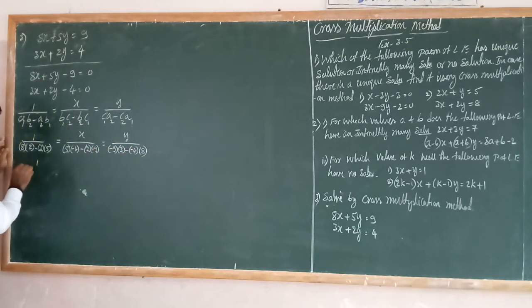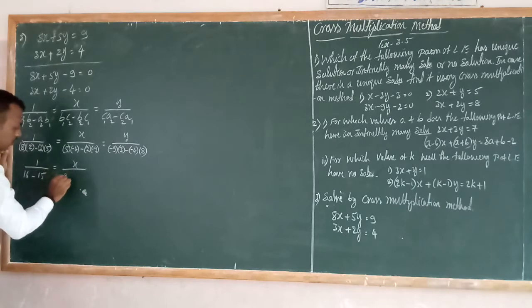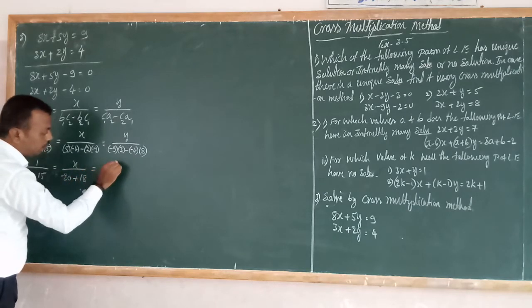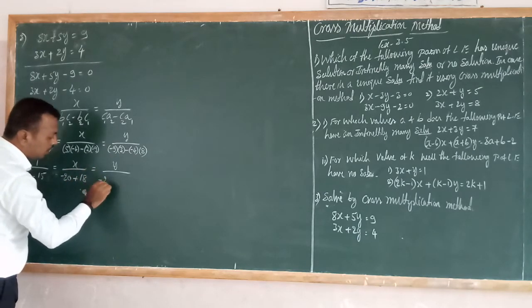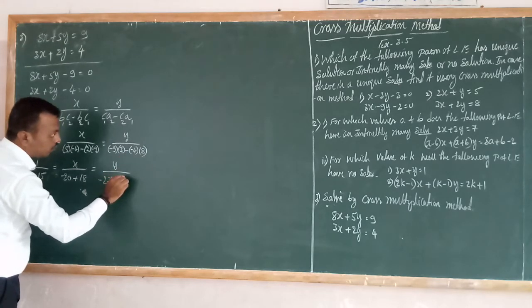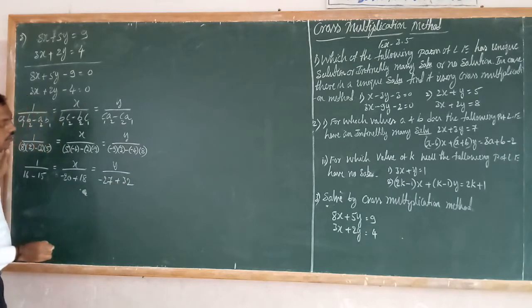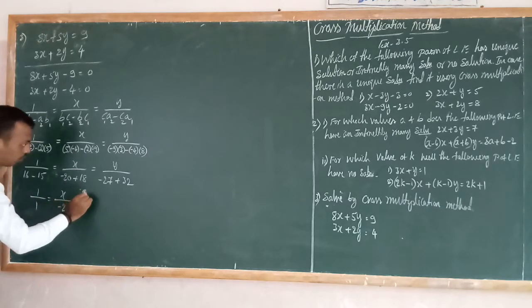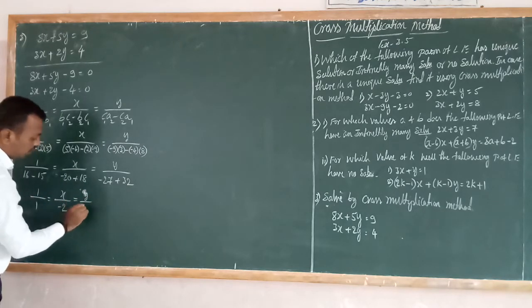Now we have to simplify that. 1 upon 8 times 2 is 16, minus 15. It is equal to x upon minus 20 plus 18, 5 times 4 is 20, minus into minus becomes plus, and 2 nines are 18. It is equal to y upon minus 27 plus 32, 3 nines are 27, minus into minus becomes plus, and 8 fours are 32. Now 1 upon 16 minus 15 is equal to x upon minus 20 plus 18, which is minus 2, is equal to y upon minus 27 plus 32, which becomes 5.